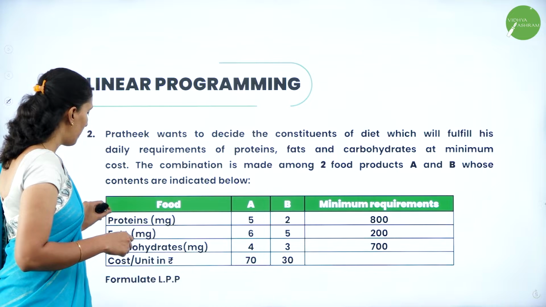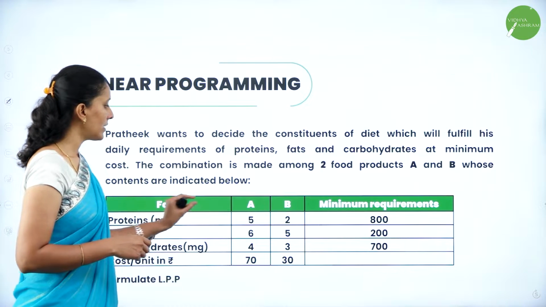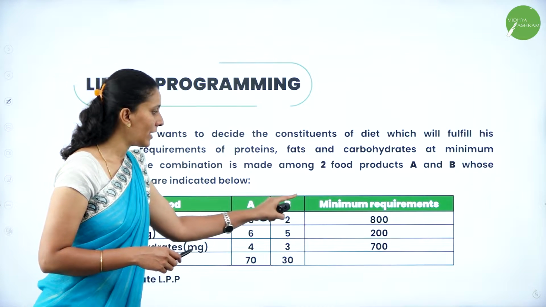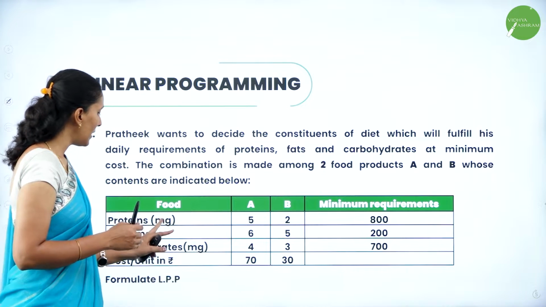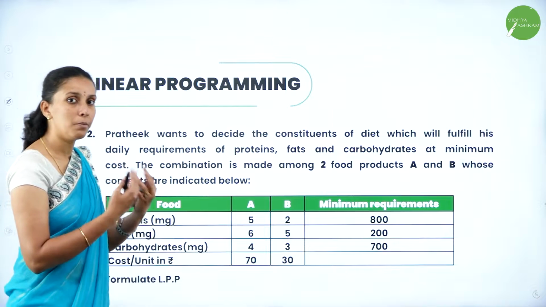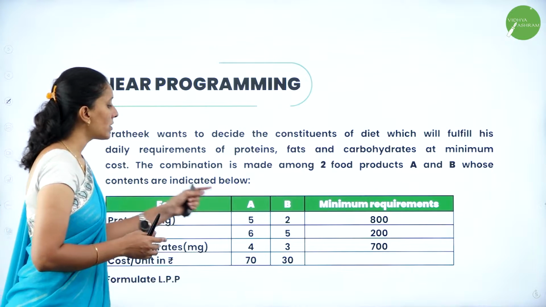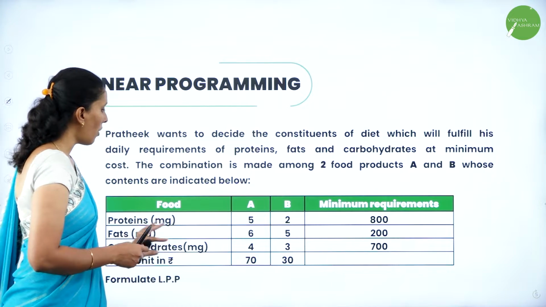So this is proteins, fats and carbohydrates, and these are product A and product B, and the minimum requirement is given. Minimum means he needs 800 milligrams of protein, so he can get more than 800 also using product A and product B. So how to formulate here?